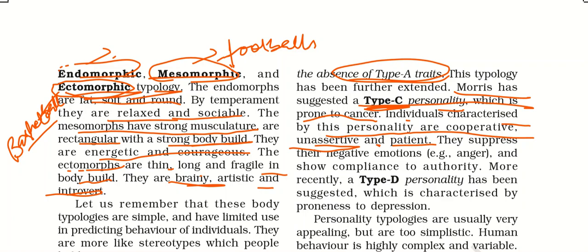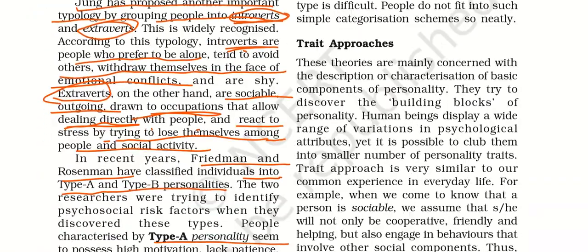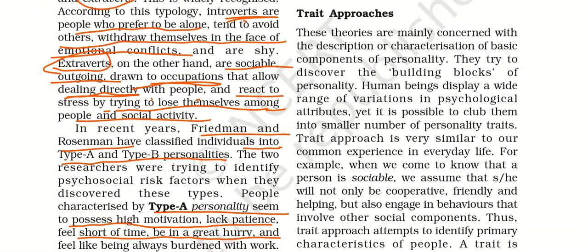Then another add-on was done to it, which was the Type D personality. Type D personality has been suggested, which is characterized by proneness to depression. Then we have trait approaches. So, what were trait approaches? Trait approaches were considered to be the building blocks of a person, as if the characteristics are the building blocks of the human.